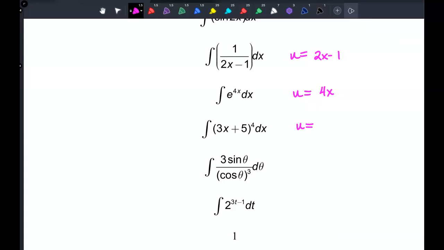Here, the inside is 3x plus 5. Here, cosine theta. And lastly, 3t minus 1. Why is U for the second class one cosine? Because there's also a sine. Okay, so the one that has the exponent is usually the U. Now, there are some exceptions.